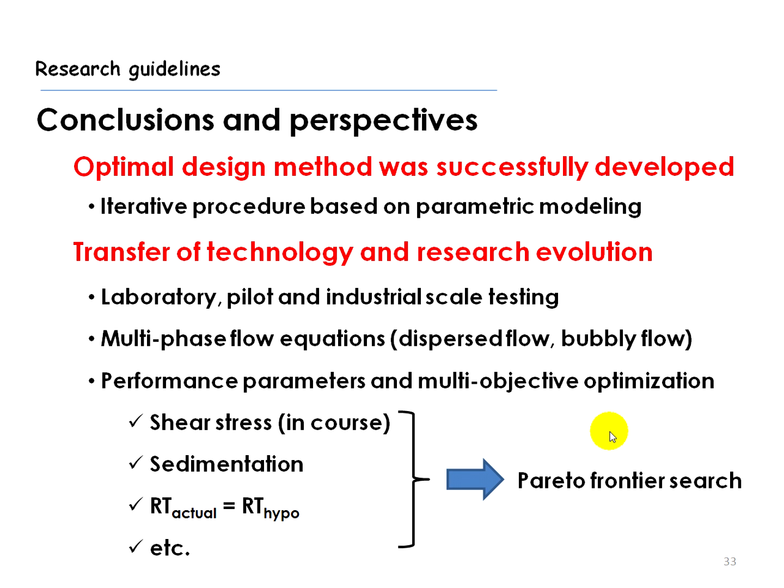Okay, so conclusions and perspectives. An optimal design method was successfully developed. That is an iterative procedure based on parametric modeling of the flow. So we did this optimization for a fermenter and also for a photobioreactor. And transfer of technology already started. And we intend now, as I said, to build a laboratory/pilot scale small plant to test, and we also want to do a larger one, possibly a 100 cubic meter photobioreactor.